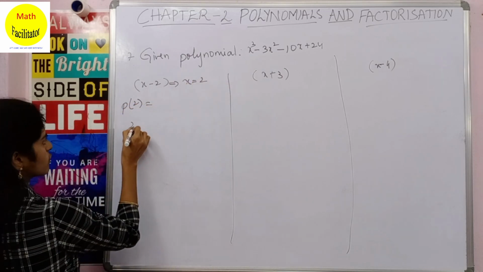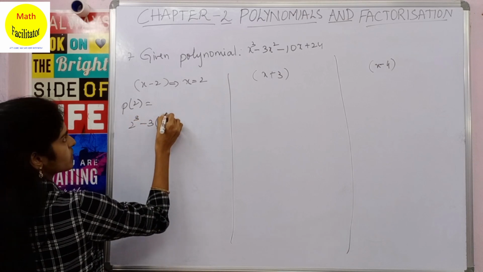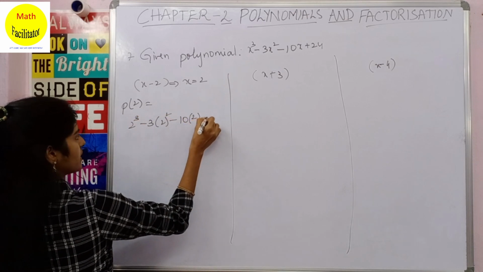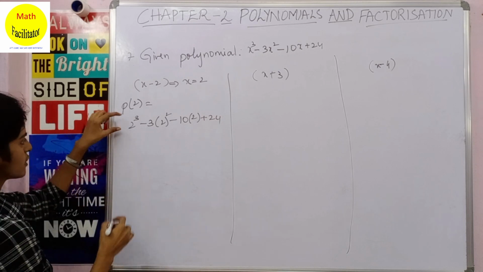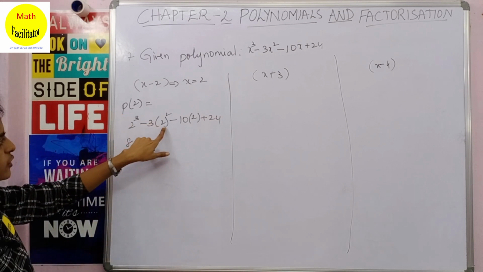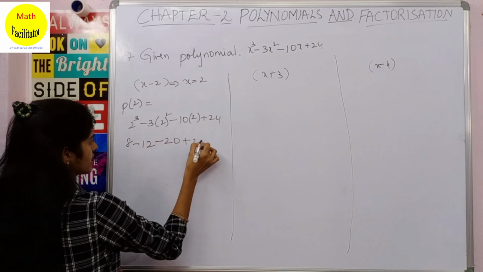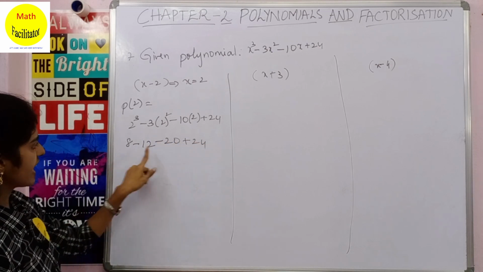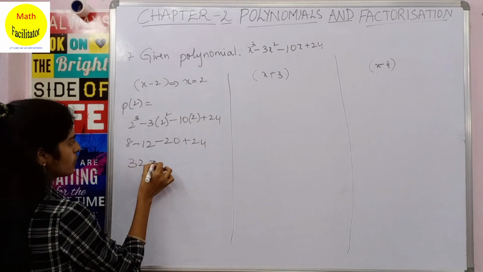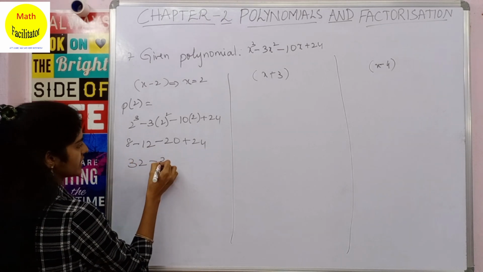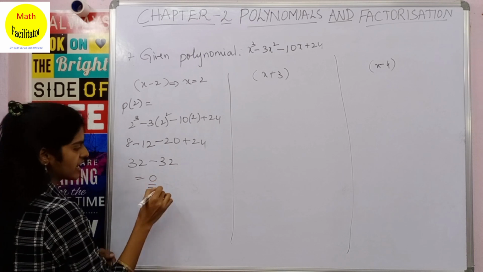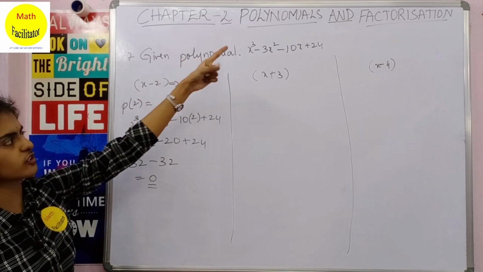P of 2 is 2 cube minus 3 into 2 square minus 10 into 2 plus 24. Okay, so 2 cube is 8 minus 3 into 2 square is 4. So 4 into 3 is 12 minus 20 plus 24. Okay, so 8 plus 24 is nothing but 32 minus, you have minus 12 minus 20, so it is minus 32, so it is 0. Since the remainder is 0, this is a factor of the given polynomial.